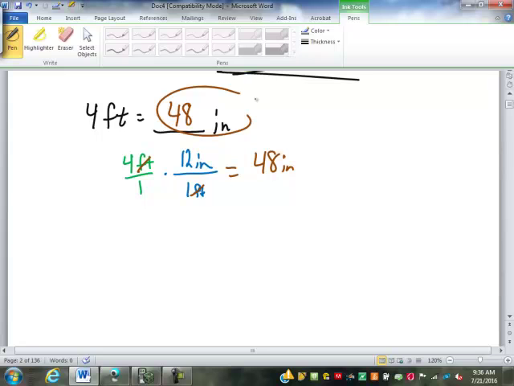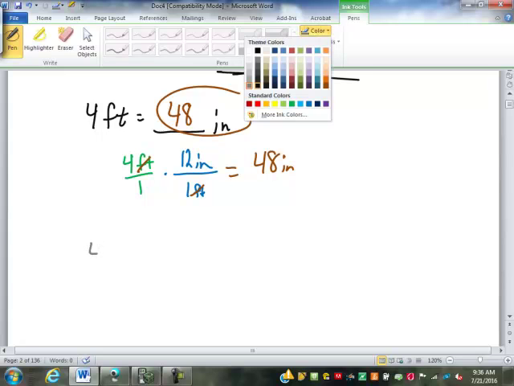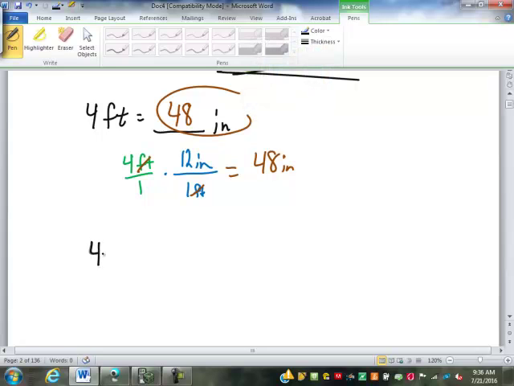But what if it's a little bit different? What if instead of 4 feet, it is 4 square feet going into square inches? Is it still times 12? Say no. No. Why not? Because it's not inches and feet anymore. It's square inches and square feet. How does that change things?